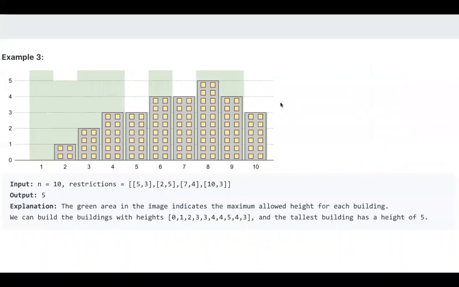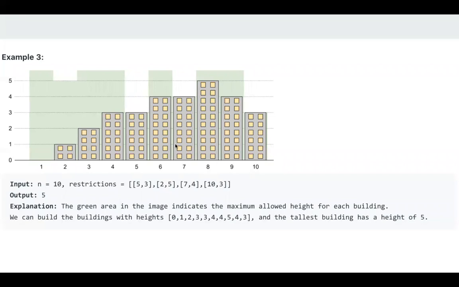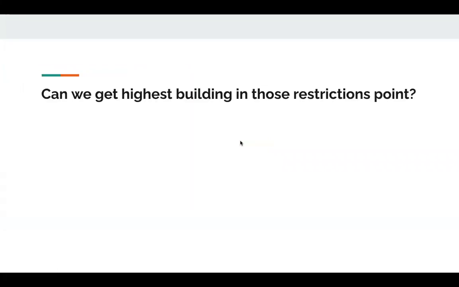For example, n is 10, so we need to build 10 new buildings. And we know the first building's height is 0. And we have these restrictions. For example, for building 10, the maximum height is 3. So if we don't have these restrictions, the building height can be taller. Okay, so our task is to find the tallest building given these restrictions.